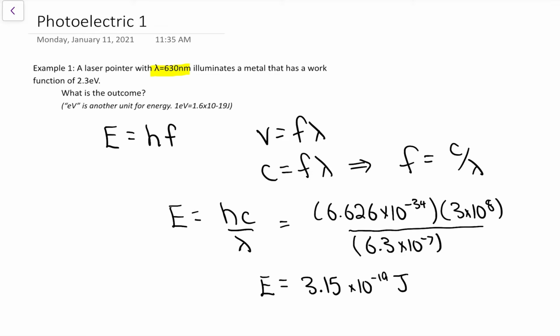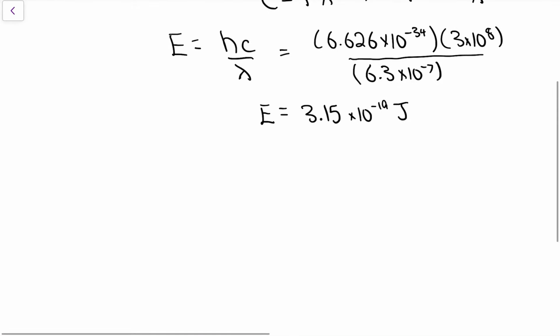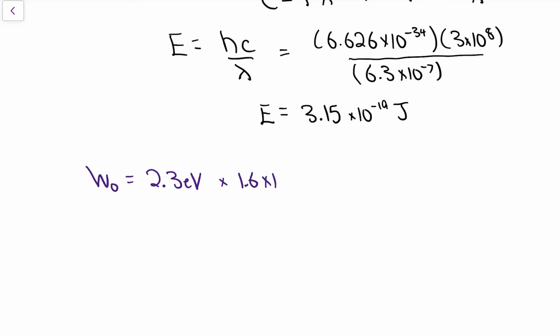The question I made up says the work function of the metal is 2.3 in these funny units of electron volts. The conversion to get out of electron volts is to multiply by 1.6 times 10 to the negative 19. When we multiply that out, it works out that the work function of this particular metal that I made up is roughly 3.68.